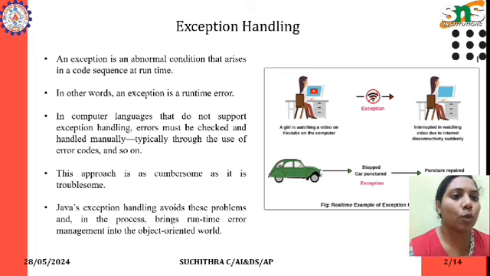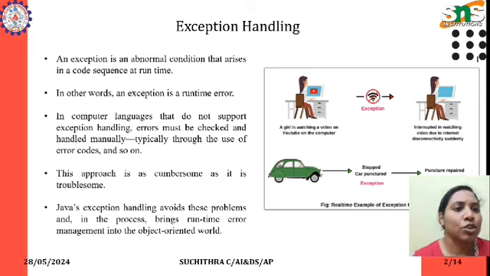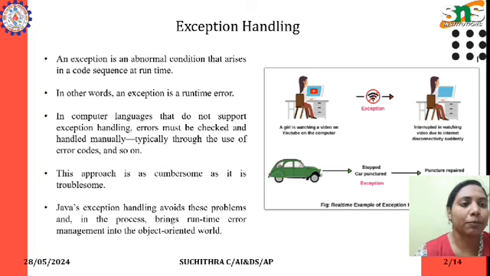Here the girl is watching a video on YouTube on the computer. There is an exception that interrupted the video watching due to sudden internet disconnectivity. So here the girl is watching the video but it disconnected due to some internet problem. That is the exception over here.